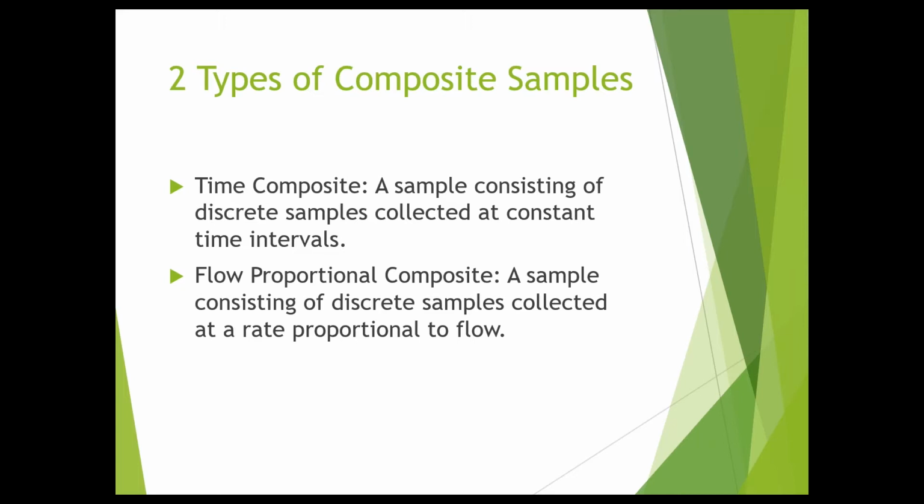Now, if you have an industry which produces product A in the morning, product B in the afternoon, and product C, and they do a washout in the evening, and all three of those products have different characteristics, and they have different flow patterns, then you may need a flow proportional composite. And what a flow proportional composite is, it's a sample based on the flow that passes in a current time.